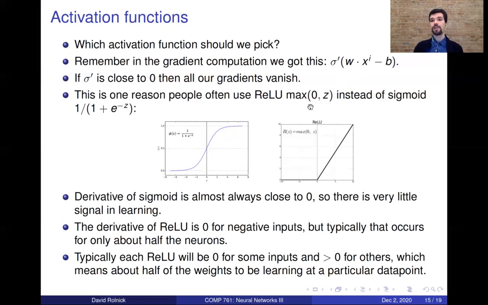So as you vary over your entire data set, you will be able to get a learning signal for all of your weights, essentially. The other reason why people use ReLU is it's just a lot easier to compute. You don't have to compute derivatives of an exponential function. The math is just a lot easier if you're computing derivatives of this piecewise linear thing.